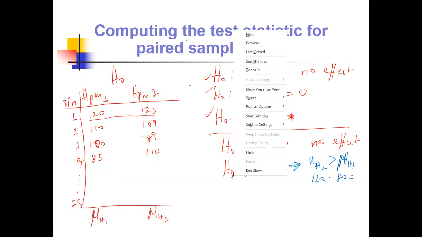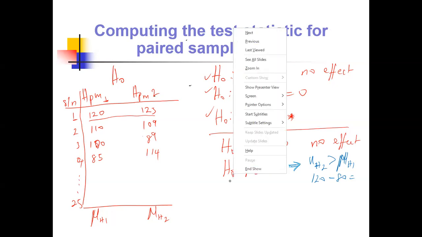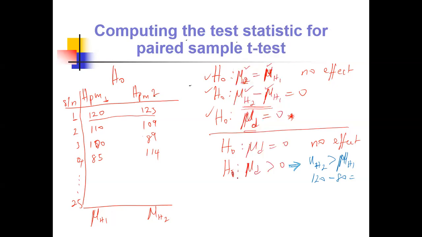Okay, H1 could be written as this. Remember this is the only way H naught will be written, but H1 can be written like this, and H1 can also be written another way. The alternative could be stated as mu d being less than 0. Okay, in what scenario is this possible?